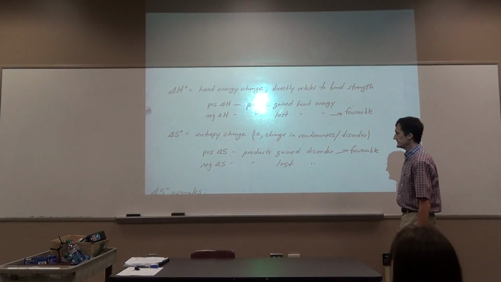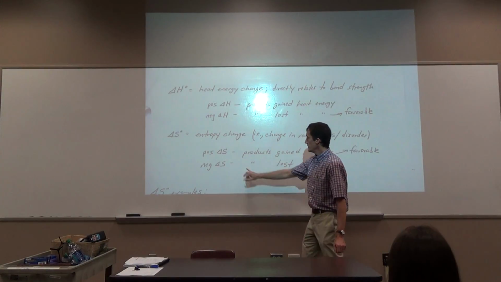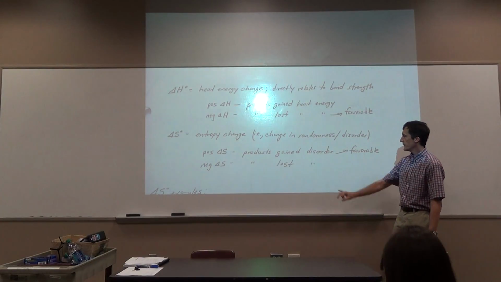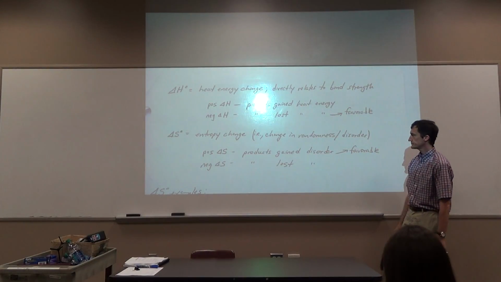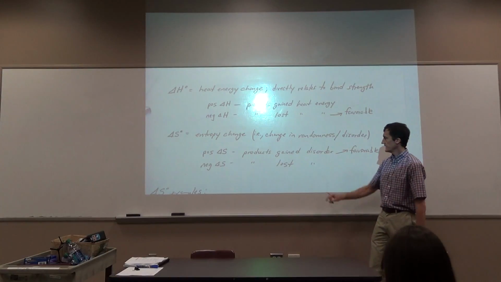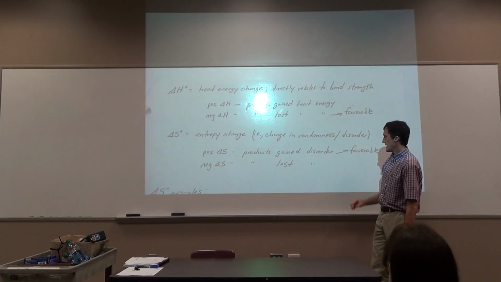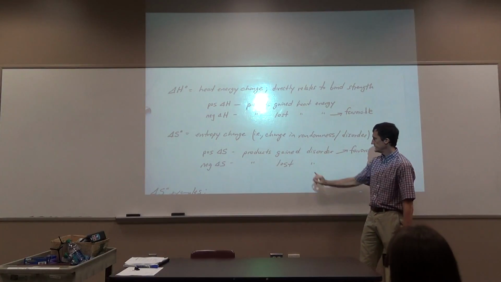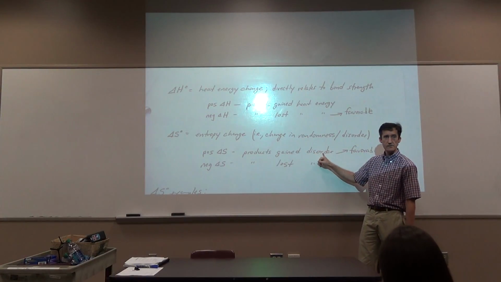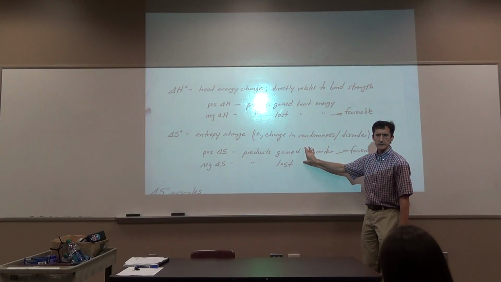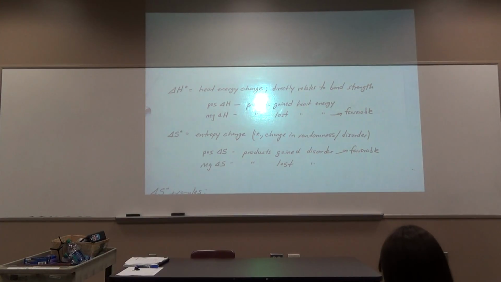Entropy, on the other hand, positive delta S is favored, where the products have gained disorder. That's like a double negative, it looks like. They've gained disorder, or you can say they've lost order, as opposed to losing disorder. Basically, you got to get what these terms mean.